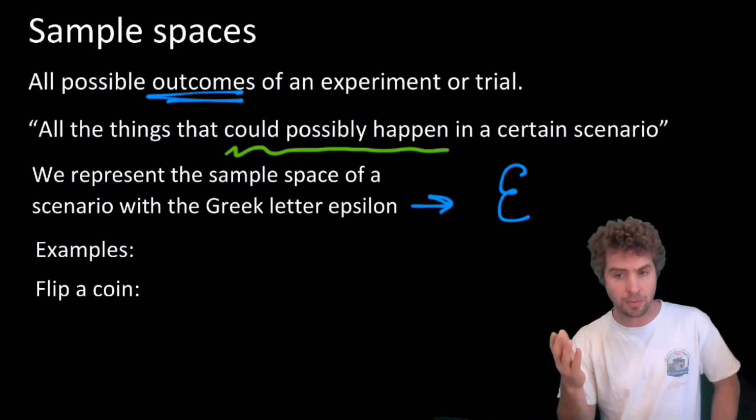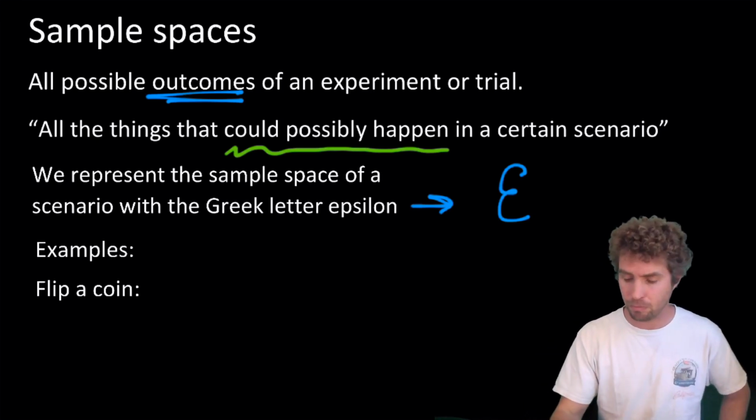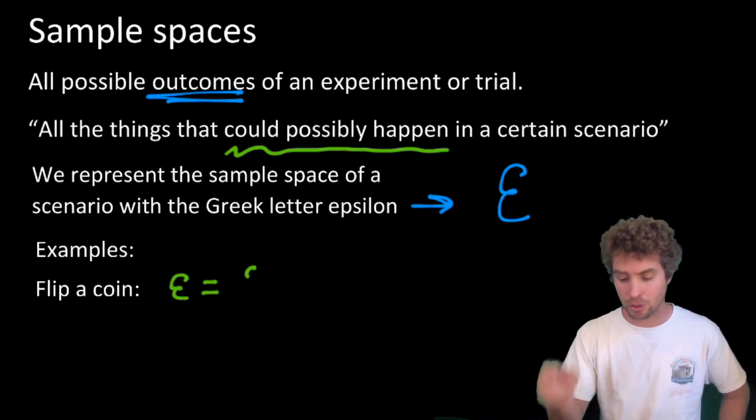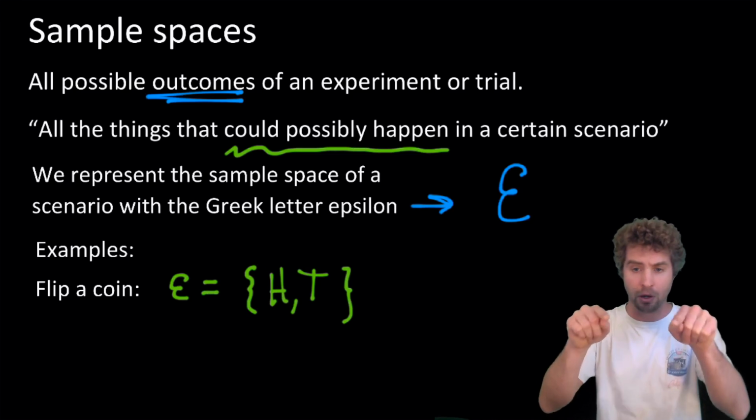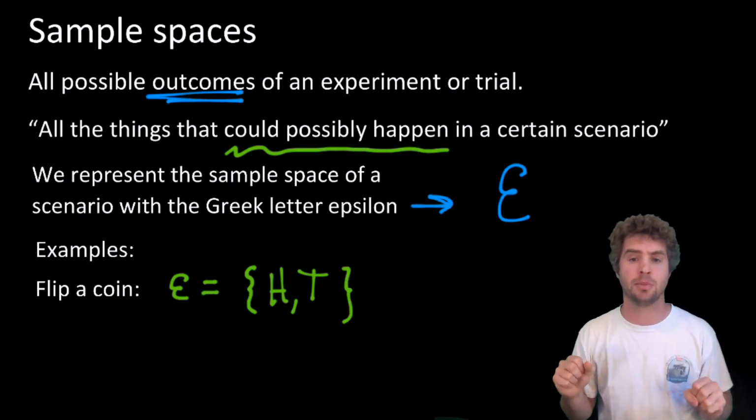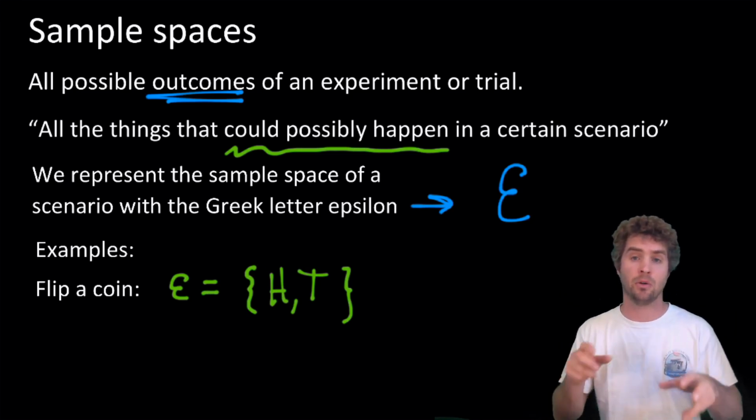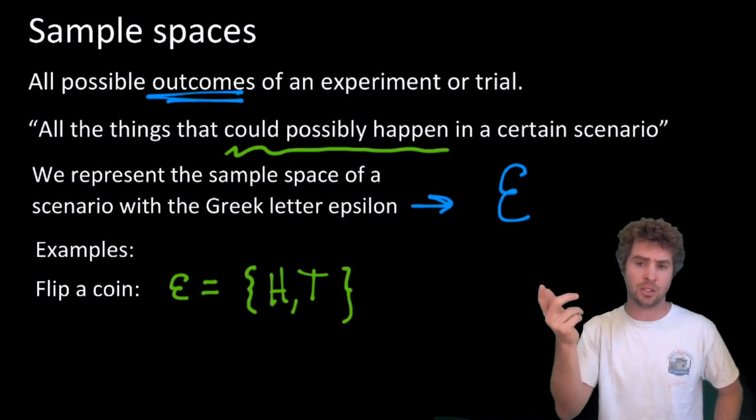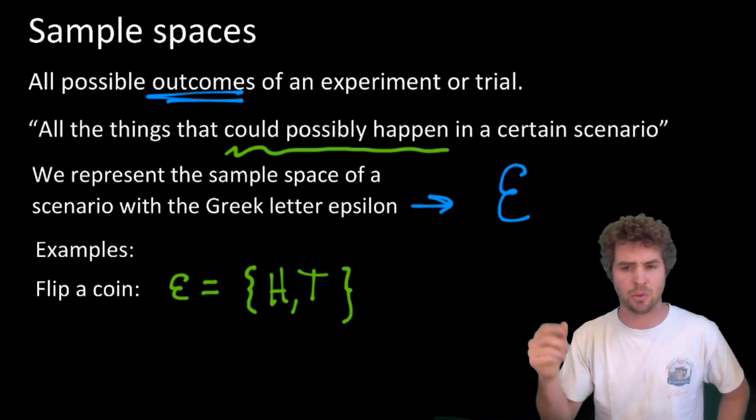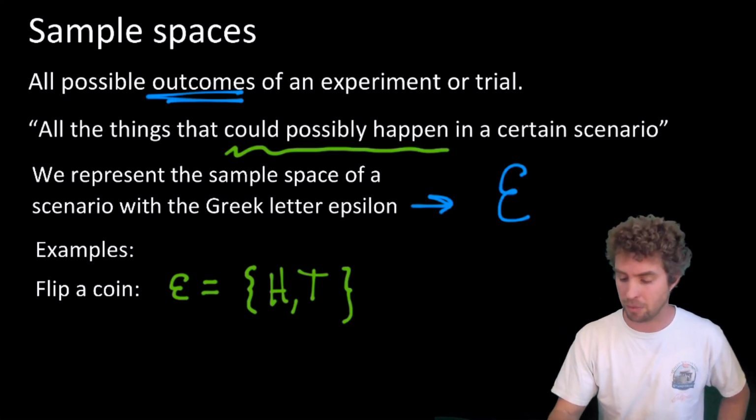And so, for example, we might look at a coin flip. What are the possible outcomes? So we do our epsilon, and we also use these curly braces to put the list of all the different outcomes that could happen inside of. So with a coin flip, it's heads or tails. So we can represent that with H and T. We could write out the words if we wanted to, but keep it simple if you like.